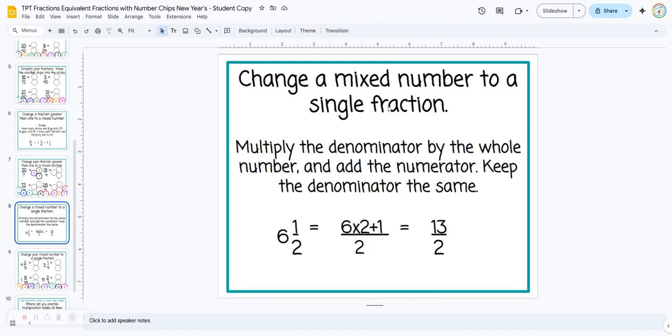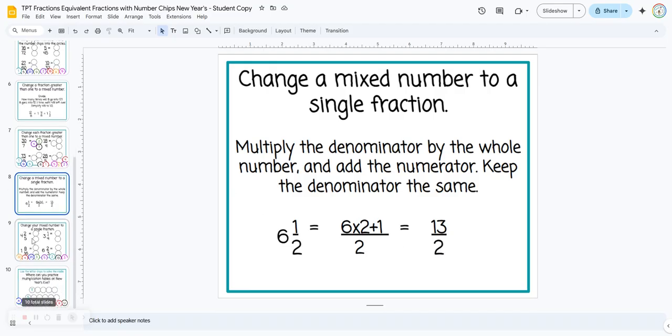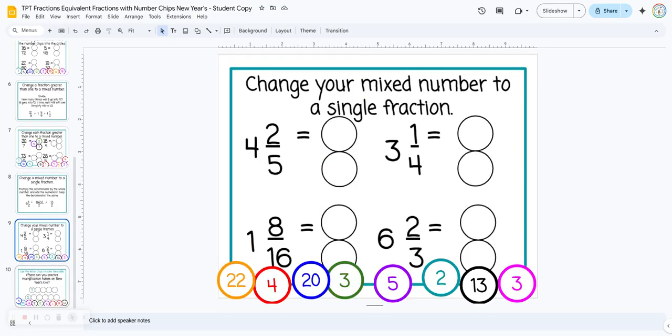Then they're shown what to do if they have a mixed number and they want to change it to a single fraction. So here they have 6 1/2. They're going to take their denominator, multiply by their whole number, and add the numerator. That denominator stays the same. And they're going to practice that on the next slide.